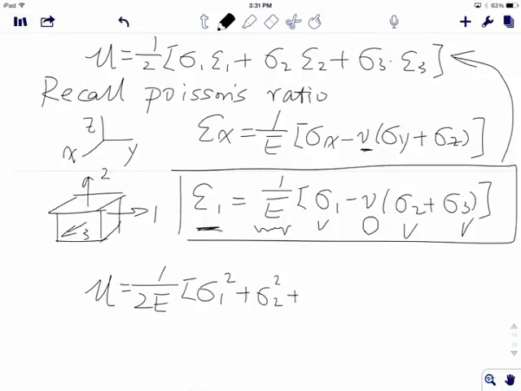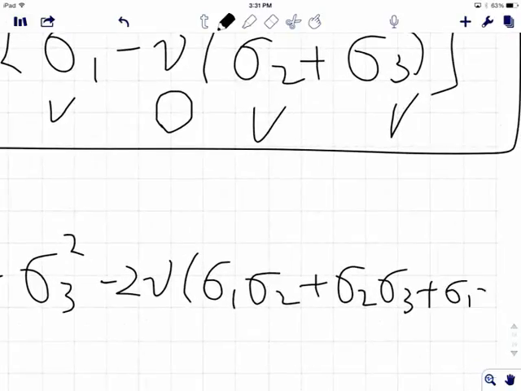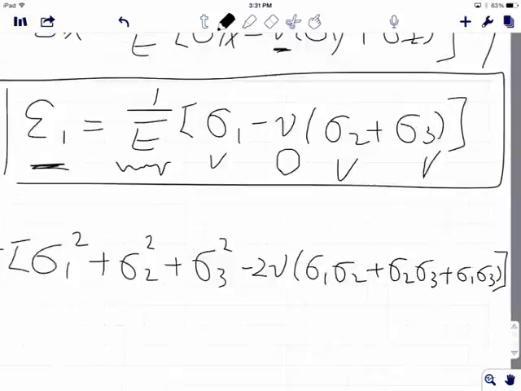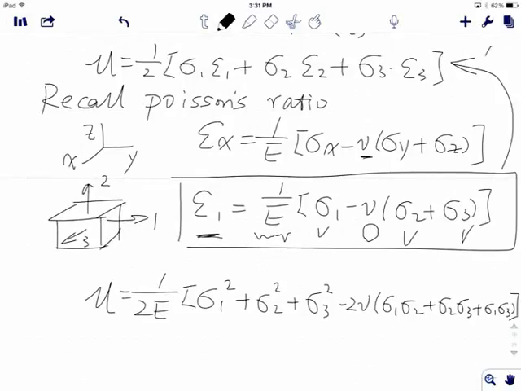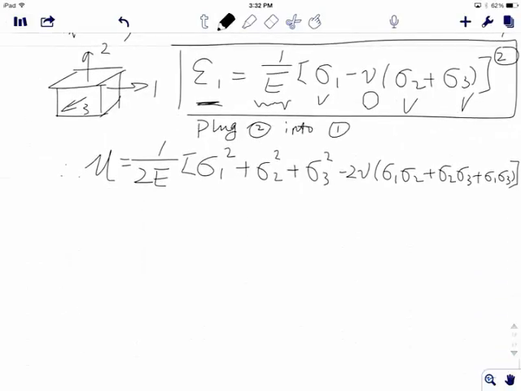Okay, so 1, 2, 2, 3, and 3, 1. Let's say this is 2, this is 1, 2 into 1. And this is what we have. We'll leave this equation here for now.